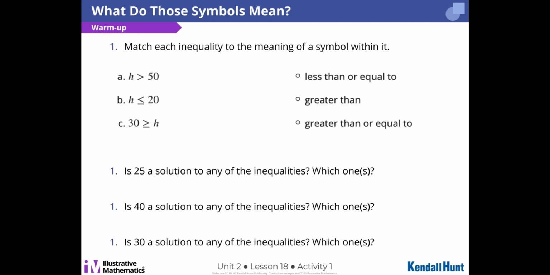A, we have h greater than 50. B, we have h less than or equal to 20. And C, 30 is greater than or equal to h. Think about these situations. Is 25 a solution to any of these inequalities? Which one? Is 40 a solution to any of these inequalities? Which ones? And is 30 a solution to any of these inequalities? Which ones? Take a moment and think through your solution, and then we'll go over it.